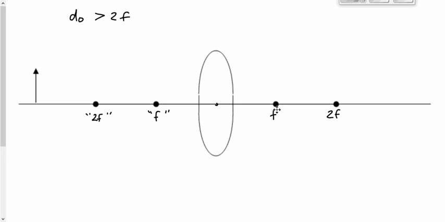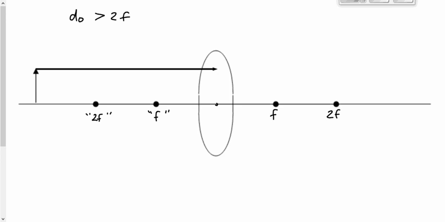There are two rays of light that I'm going to draw off of this object in order to predict what the image is going to look like. There are millions of rays of light reflecting off of this object. There are two that I'm going to pick to draw, because I can predict very easily where these rays of light are going to go. I'm going to draw the first one as if it reflects off of the top of the object and goes parallel to the principal axis.